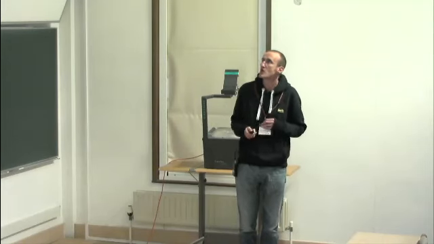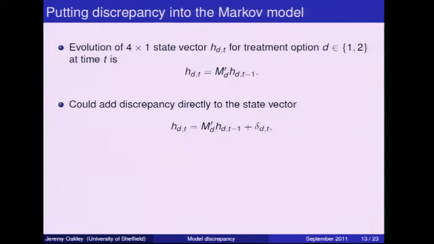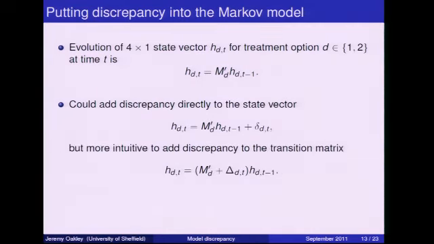So we're going to try and think about how we put discrepancy into our model. For each treatment, we have this state vector at each time point, which gives you the proportion of your patients that are going to be in each of those 4 states. So we've got our evolution equation here. We might imagine that we could add some noise to put error into the model, some discrepancy here, but we think it's almost the same formulation, but it's a bit more intuitive to think about discrepancy in the transitions. So what is it that's wrong about how you're moving people from state to state?